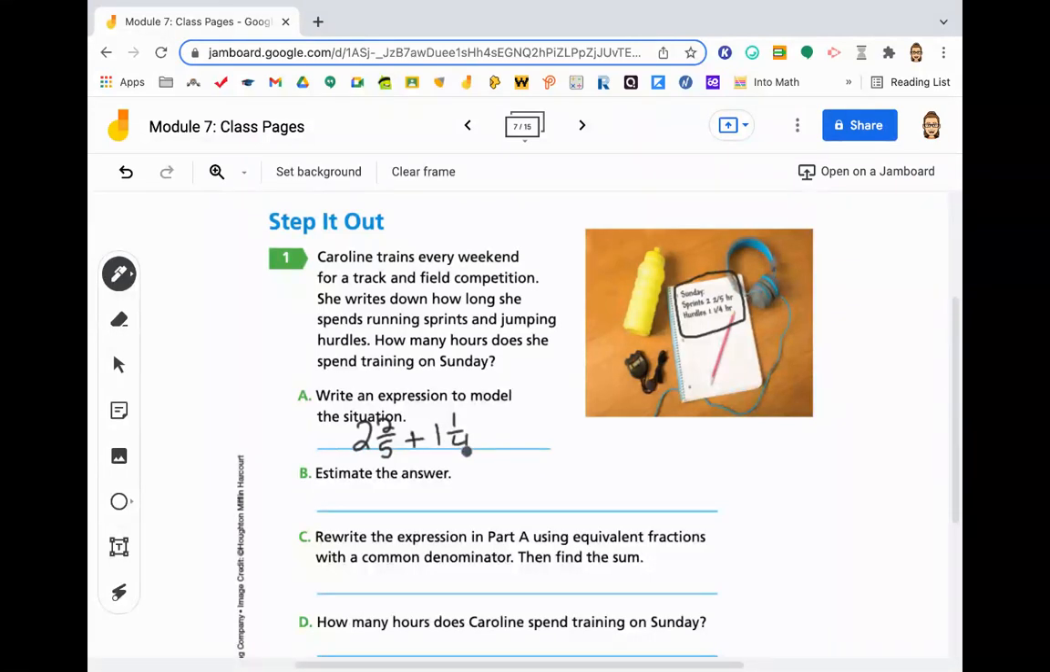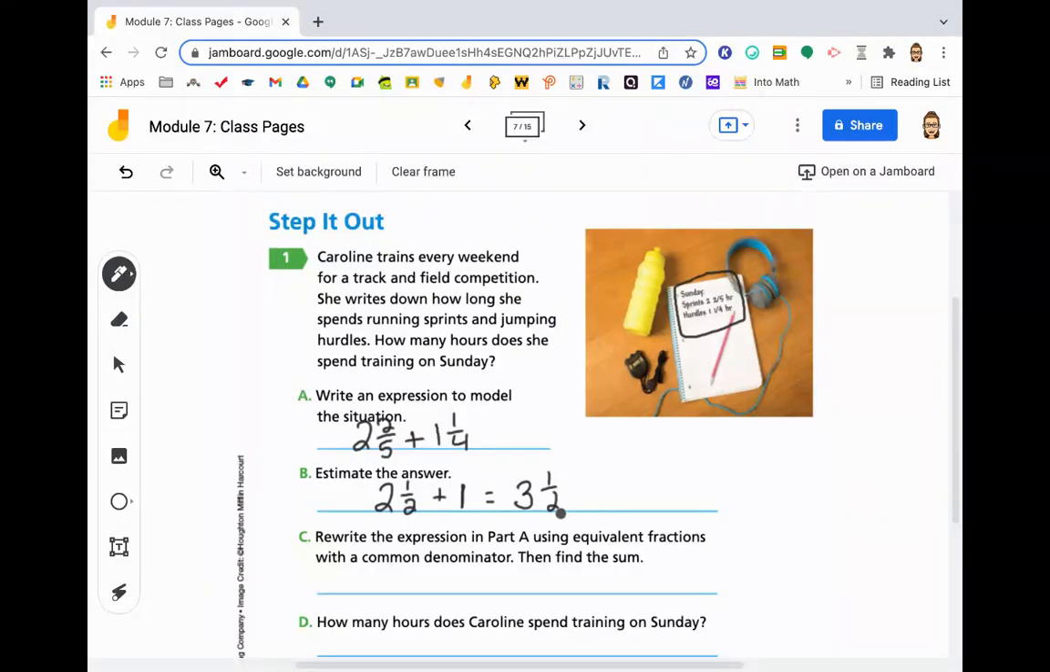Now we want to estimate that answer. So we ask ourselves, is 2 2/5 closer to 2, 2.5, or 3? Well, I know that half of 5 is 2.5, and so that 2/5 is going to be close to half, so it's going to be closer to 2.5. And 1 1/4 is in the middle, it can go either way, but I'm going to make it as easy as possible for myself and make it closest to 1. So we have 3.5 as our estimate.